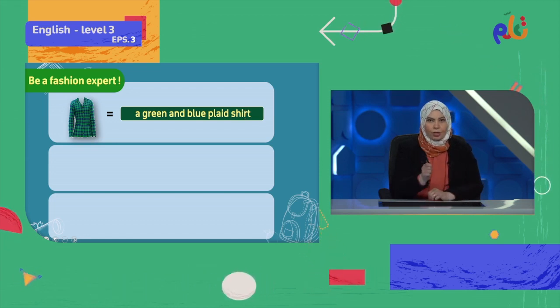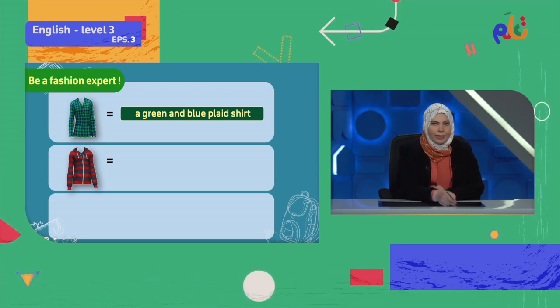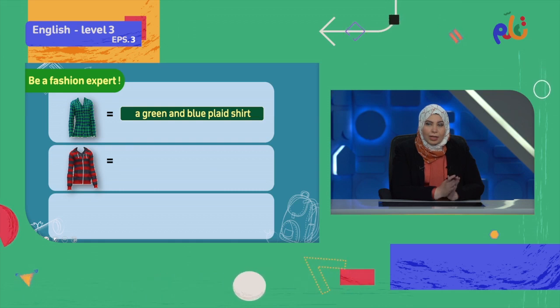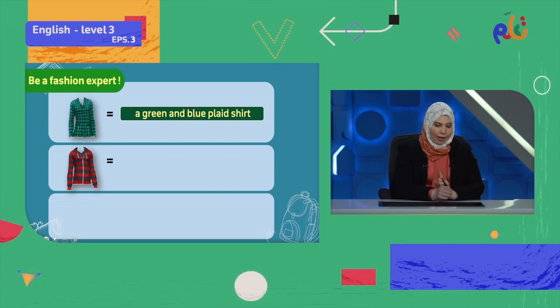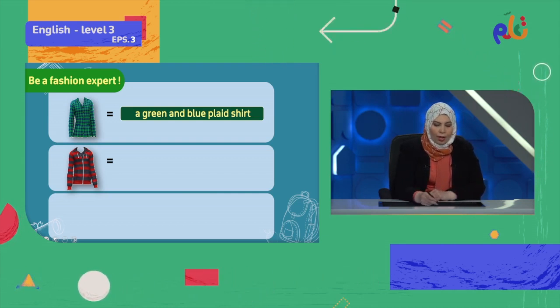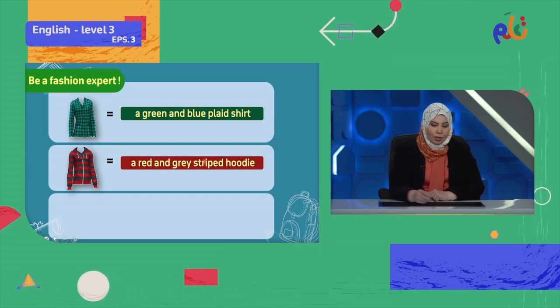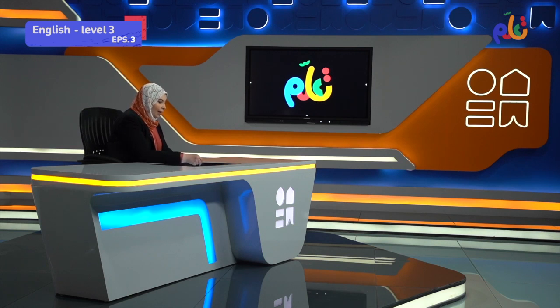So take your time, you have 1 second, think, how would you describe this? So are we going to use an article? Is it singular or plural? If it's singular, we're going to use an article. So we're going to start with a, very good. So a red and gray striped hoodie. Red and gray, the colors, striped, the pattern اللي فيها lines, and then hoodie, the name of the thing.